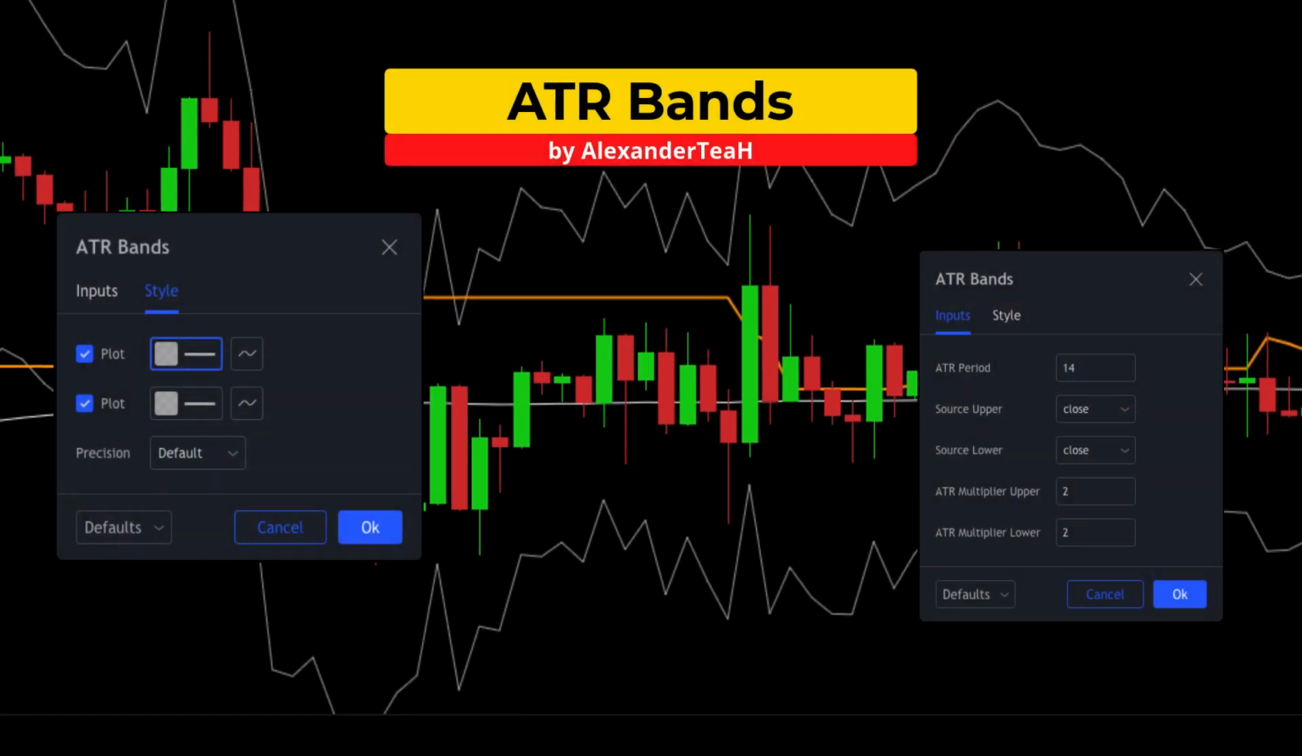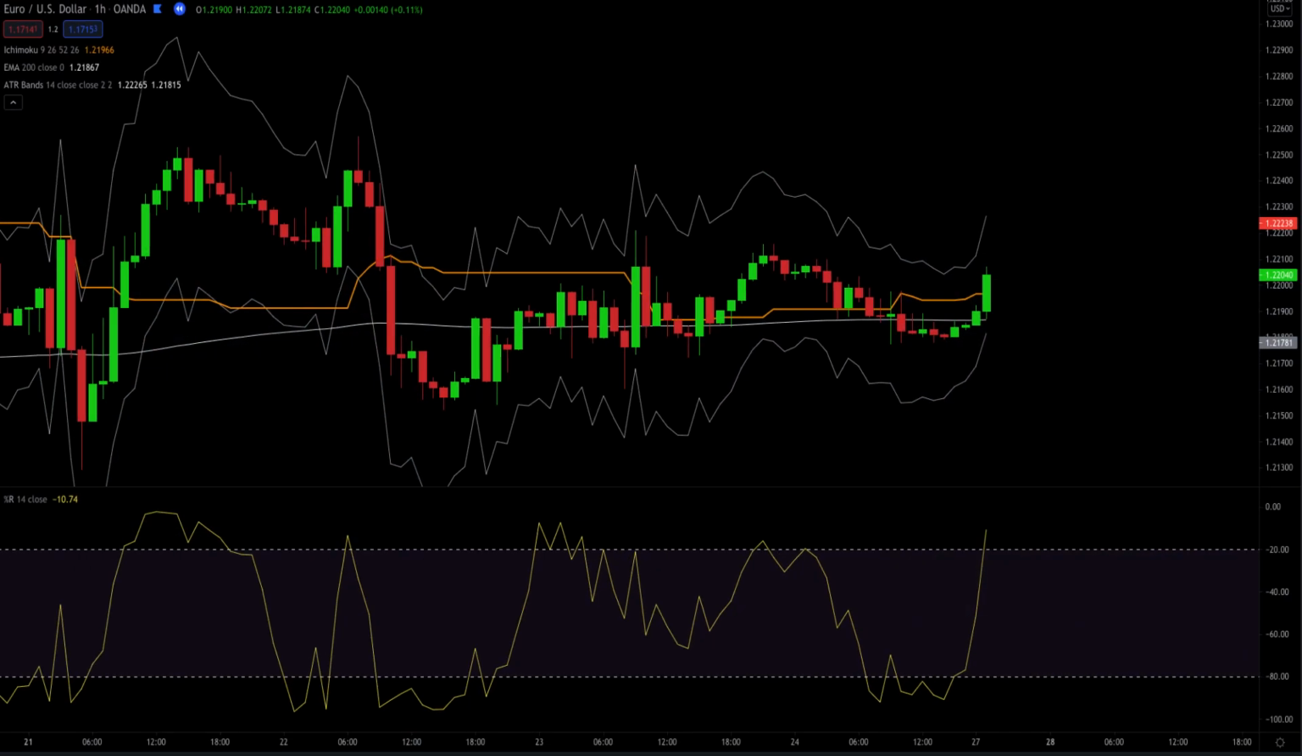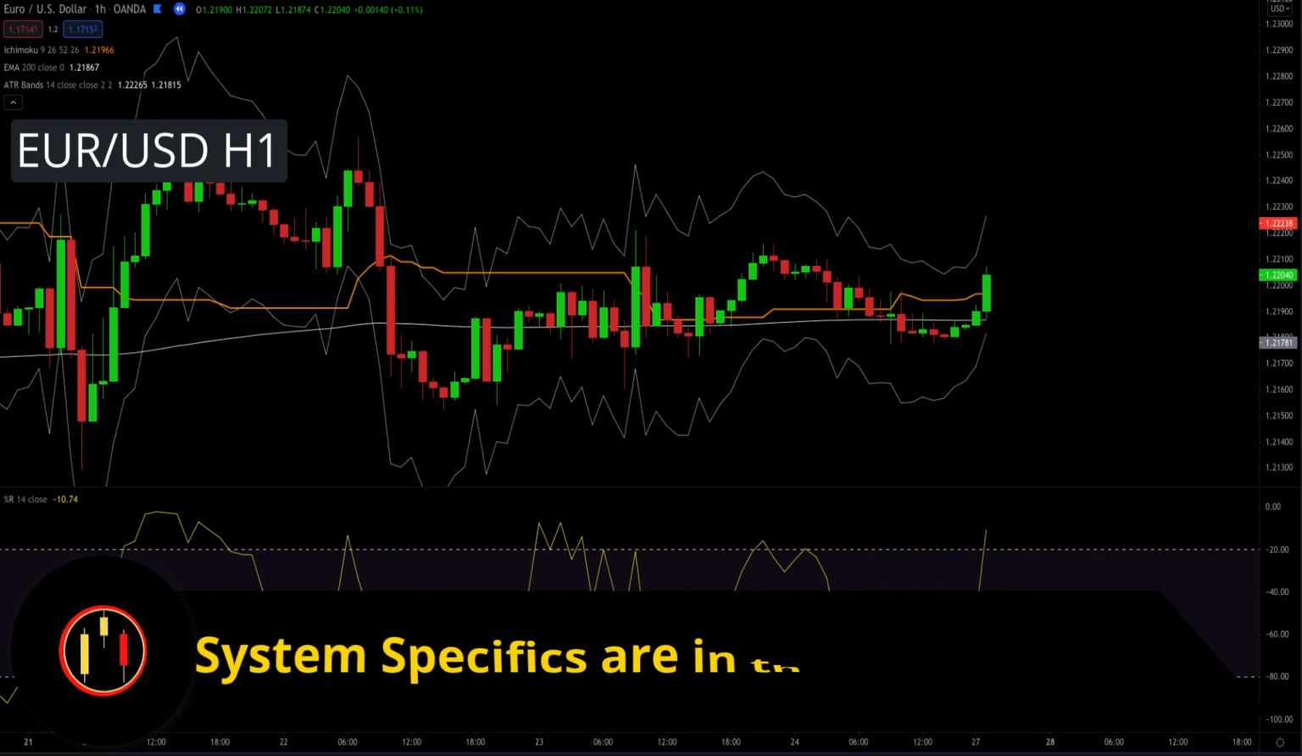The final indicator is the ATR bands set to 2 times the ATR. We are going to use this to set our stop loss levels. Let's go over some examples. This chart is Euro versus the US dollar 1 hour candles.